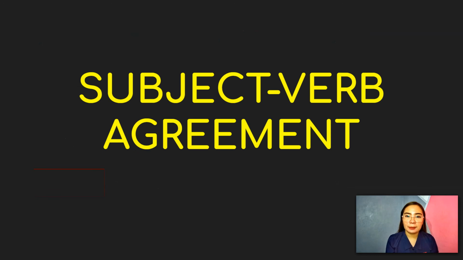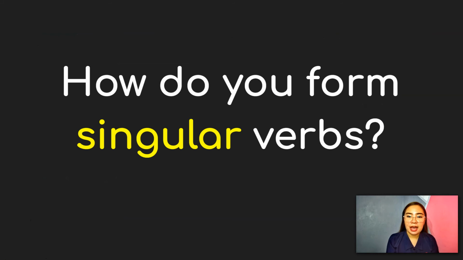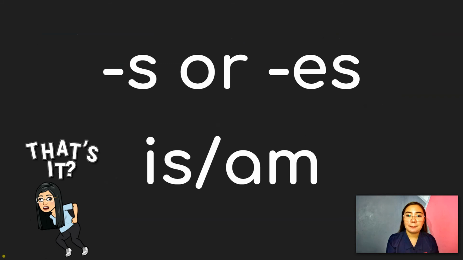Let us now talk about the subject and verb agreement for the present tense of the verb. Here is the rule. Singular noun takes the singular verb and plural noun takes the plural verb. How do you form singular verbs? You form singular verbs by adding s or es to the main verb. Or you can also use these linking verbs, is and am.